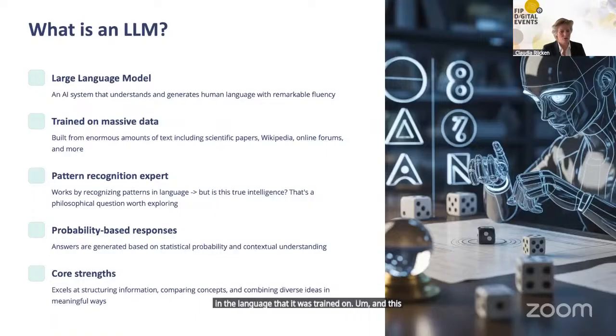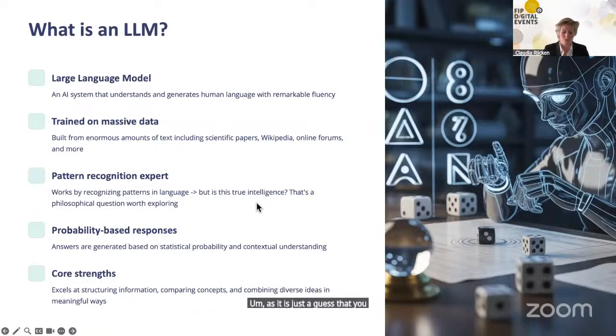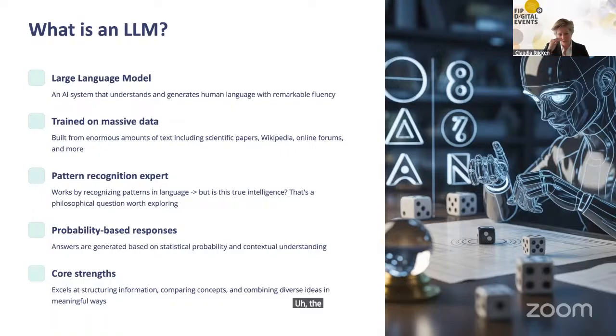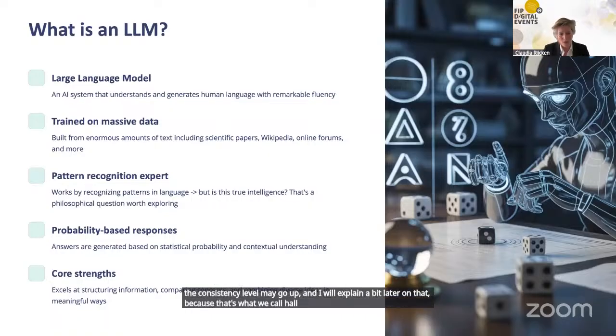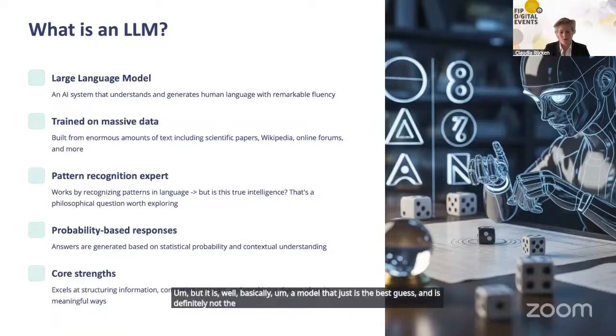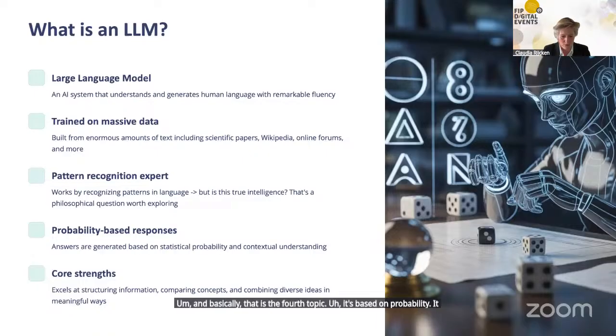And this gives a sort of philosophical question, which is worth exploring, as it is just a guess that you get as an outcome, and the output is basically never consistent. Although by adequate prompting, the consistency level may go up, and I will explain that a bit later on, because that's what we call hallucination. It is basically a model that just gives the best guess and is definitely not the truth. And basically that is the fourth topic. It's based on probability. It chooses the highest likelihood.